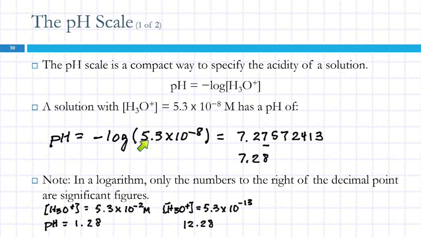The 5.3 is where the 0.28 comes from. The 7 comes from the negative 8. This 1 comes from negative 2. The 12 comes from negative 13. So the number before the decimal point is really the power of 10. When you take the logarithm of something, you're finding what's the power of 10 that this is equal to.